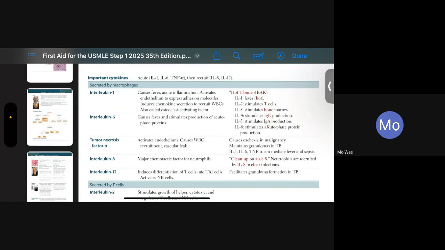What are the functions of interleukin 1? They cause fever. You know that, right? What else? They would increase the adhesion molecules. As I already told you, adhesion molecules are really important for the neutrophils to get into the site of infection. Do you guys remember that?